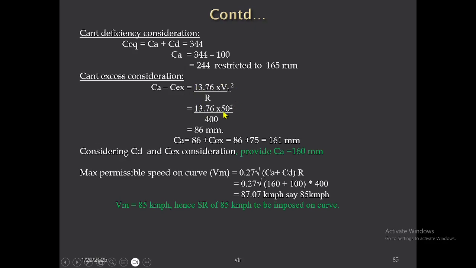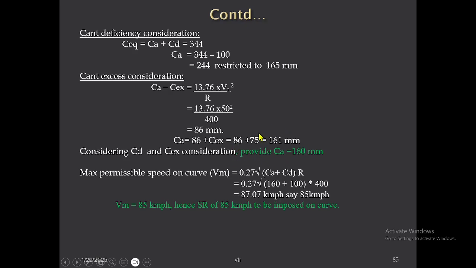Here the problem gives 50 kmph. So for 50 kmph we find out the cant required, the total cant required. But we can go up to the excess we can permit. That means we can add some more, cant excess. The limiting value is given. So in this case, the cant actual equals the requirement for the lower speed plus the permissible cant excess, which comes to 161 mm.